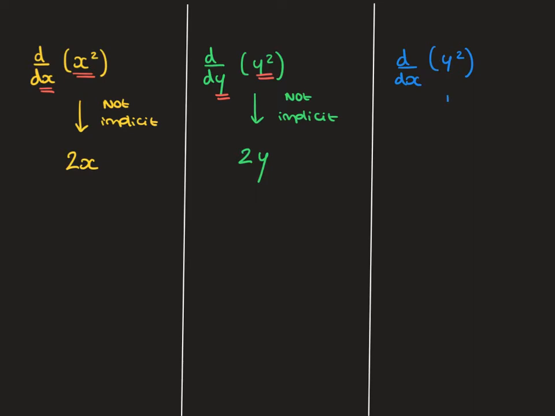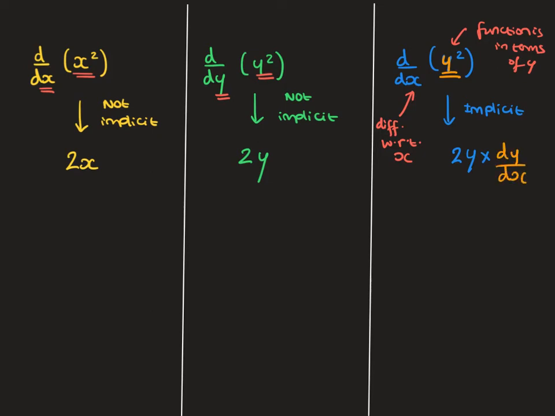The third one, however, is the one that is implicit. The function is in terms of y, but we are differentiating with respect to x. So what does the answer become? Well, we know it's a power function. Apply the chain rule, multiply by the power, reduce the power by 1, but then multiply by the derivative of this inner function, which is y, and the derivative of y, the inner function, is dy by dx. So there's the outcome of this question.